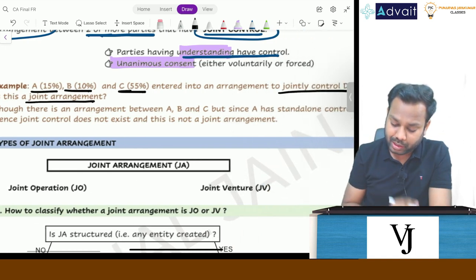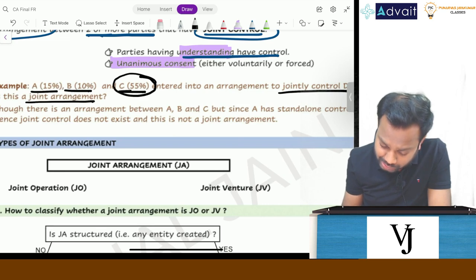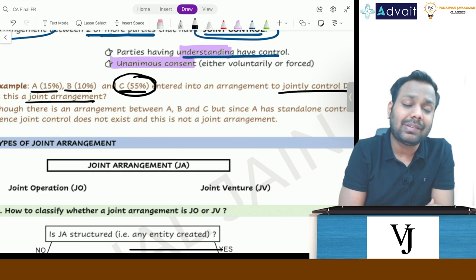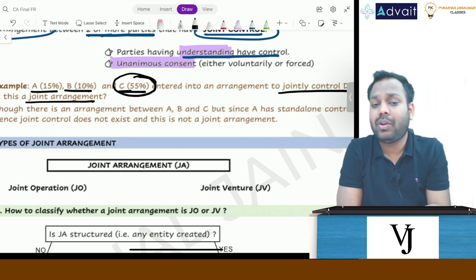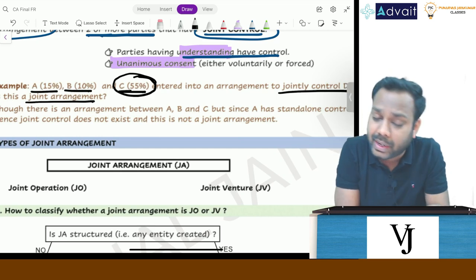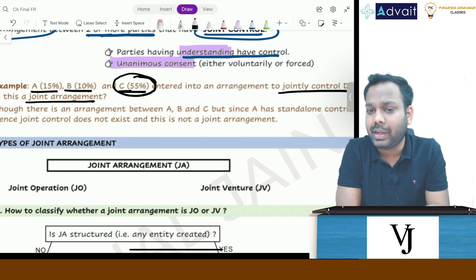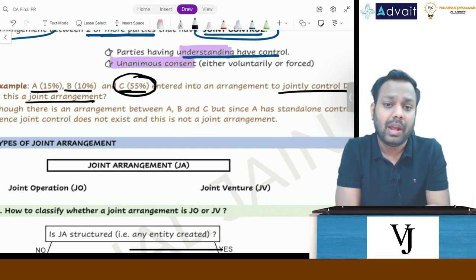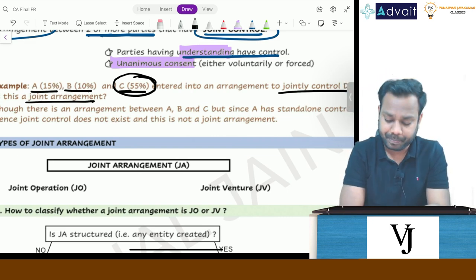Now to assess a joint control, this party, C party, has standalone control also. Since C has standalone control as well, we will conclude that it is not a case of joint control, and since it is not a joint control, it is not a case of joint arrangement. Even though there is an understanding and they take unanimous consent, still it is not a joint control and not a joint arrangement. I believe all of you are understanding this point.